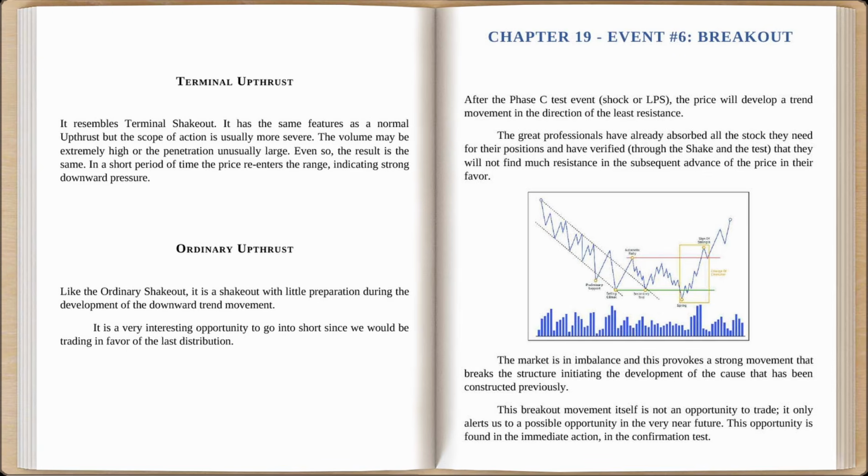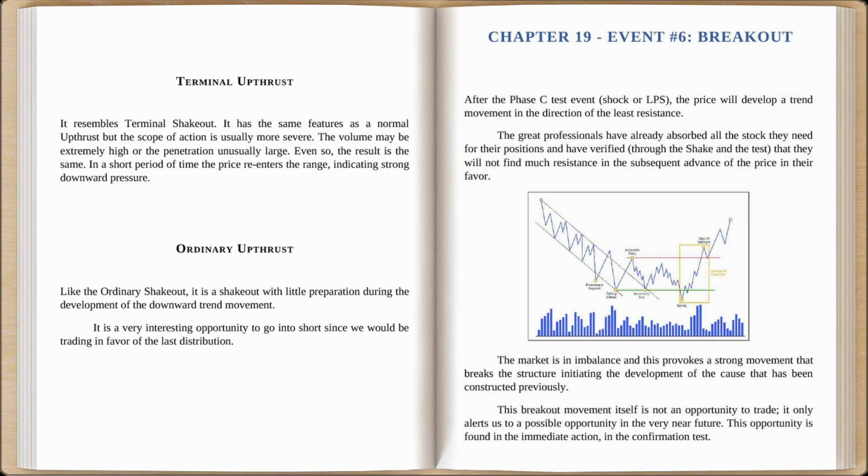It has the same features as a normal upthrust, but the scope of action is usually more severe. The volume may be extremely high or the penetration unusually large. Even so, the result is the same. In a short period of time, the price re-enters the range, indicating strong downward pressure.